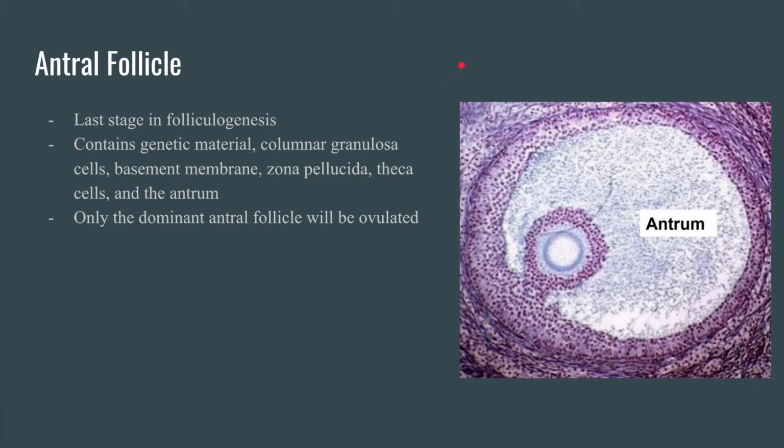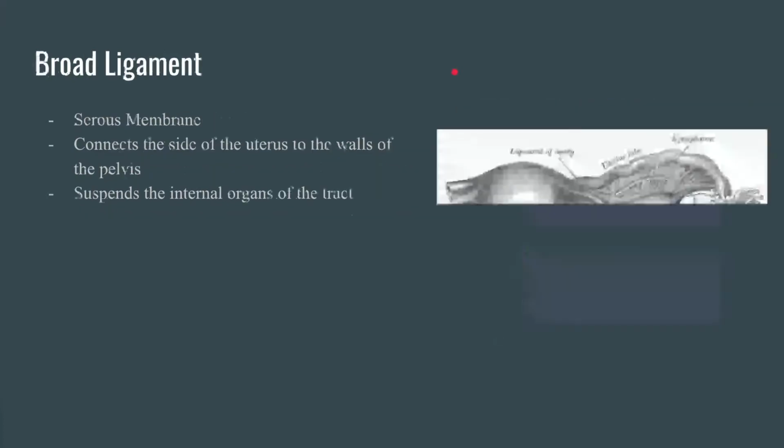The antral follicle is the last stage in folliculogenesis. It contains genetic material, columnar granulosa cells, a basement membrane, a zona pellucida, theca cells, and the antrum, which is a fluid-filled cavity. And only the dominant antral follicle will be ovulated.